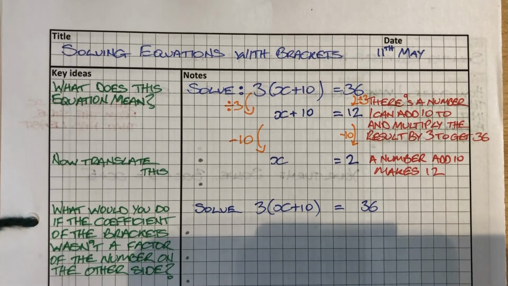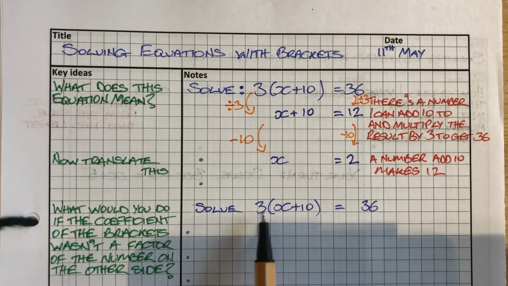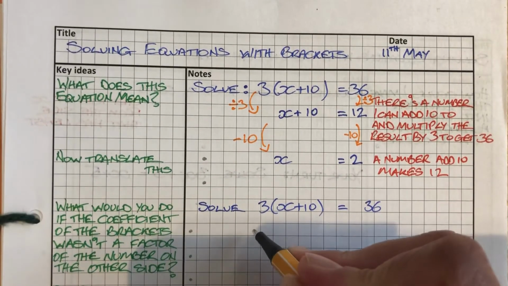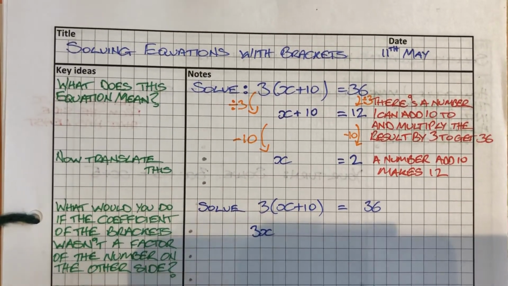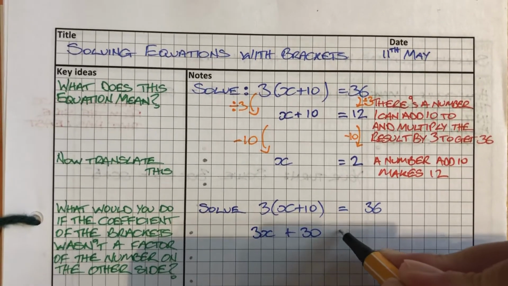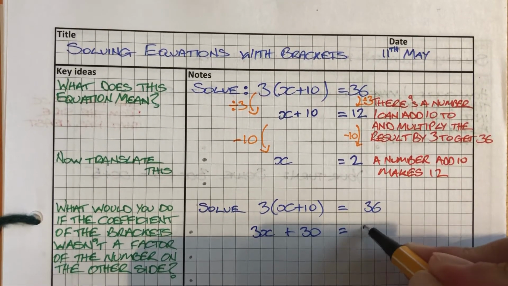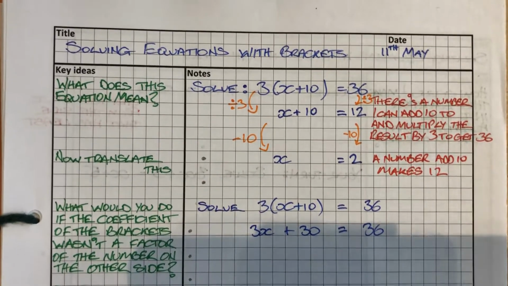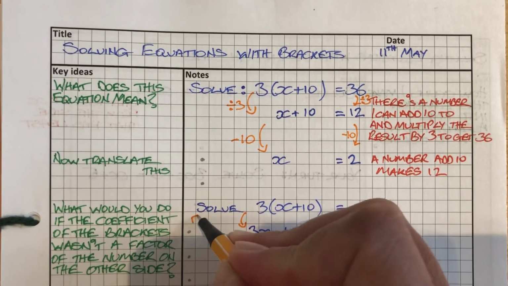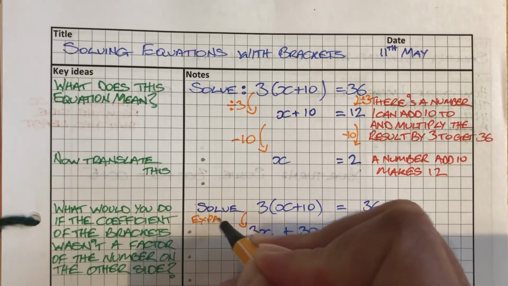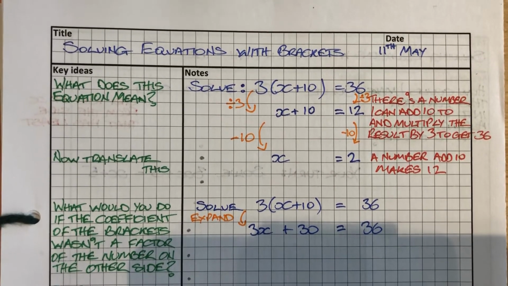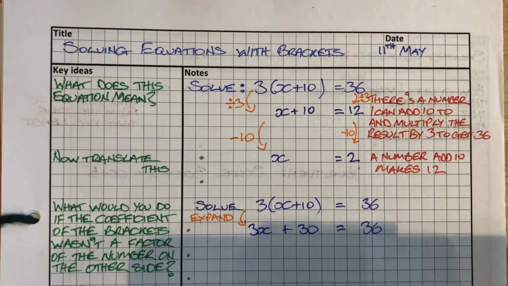All right, so this says 3 lots of what's inside the brackets. So I've got 3 lots of X and I've got 3 lots of 10. That's 30. This stays the same. So just going to make a note here that what I've done here is to expand the brackets, multiply out the brackets, and we've done that quite recently.